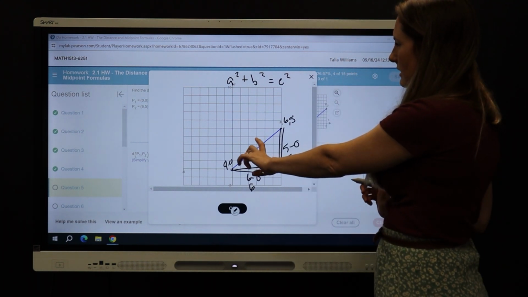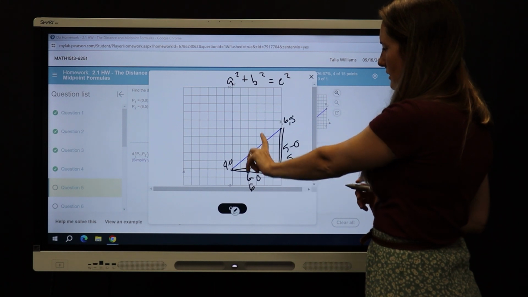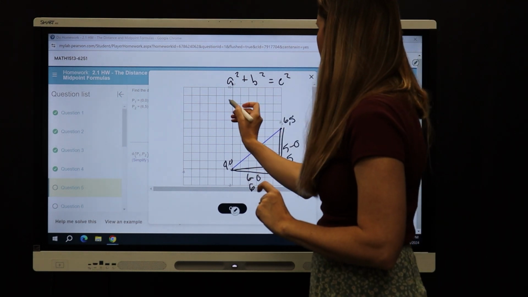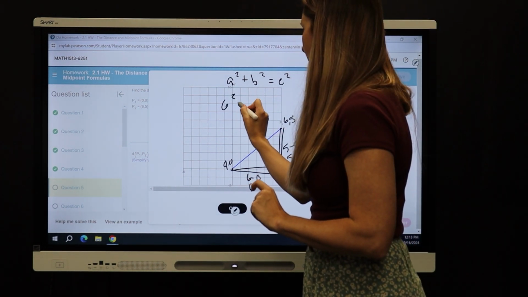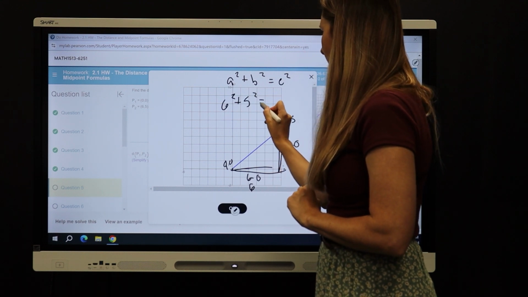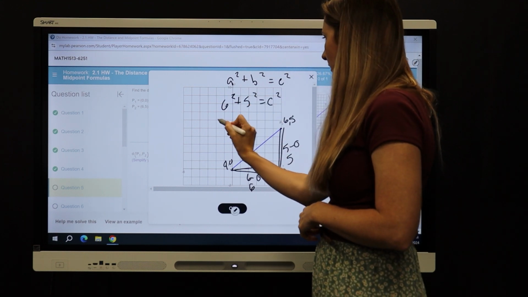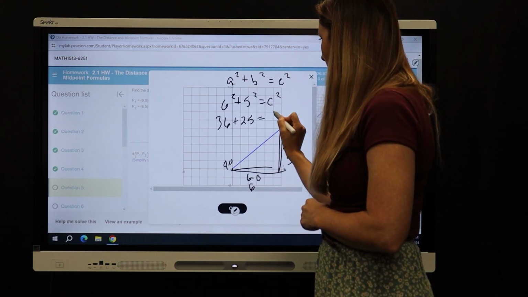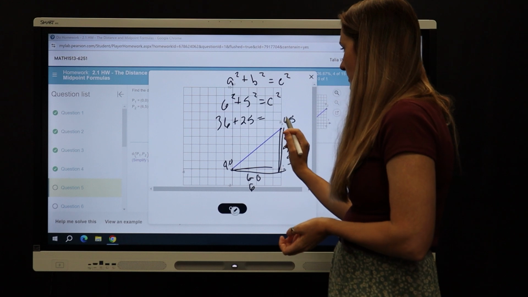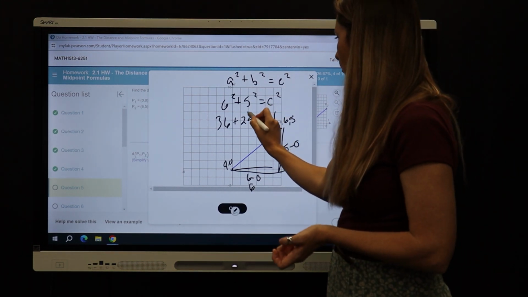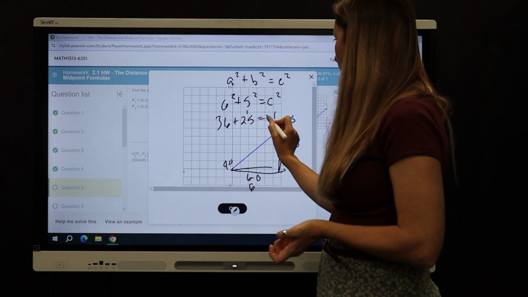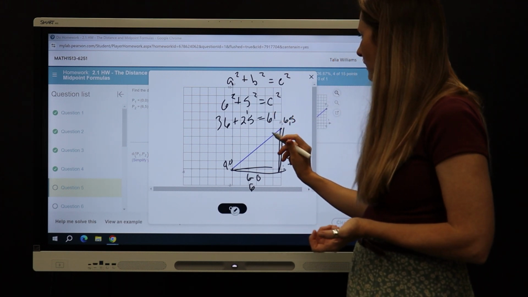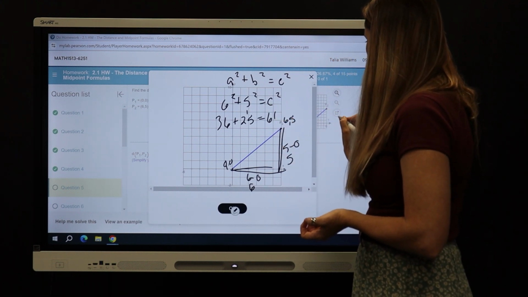And so when we go to find this, these are the shorter sides. We'd have 6 squared plus 5 squared equals c squared, where that's 36 plus 25 equals 36 plus 25, that would be 1, carry the 1, 3, 4, 5, 6, 61. So c squared equals 61.